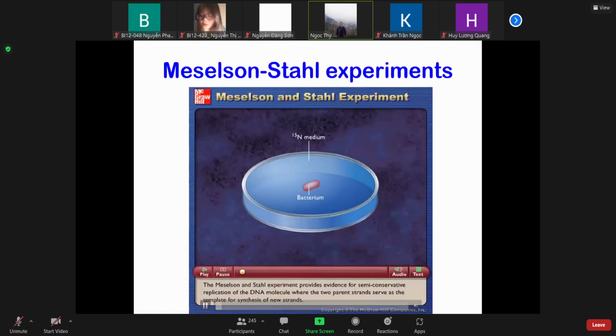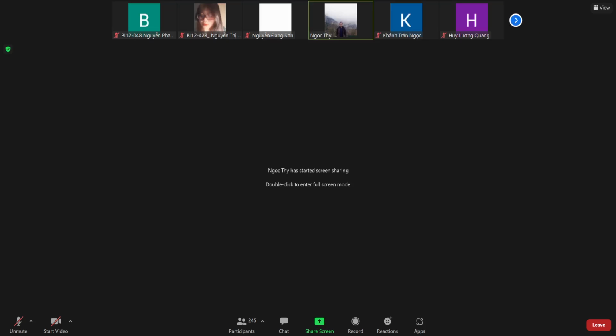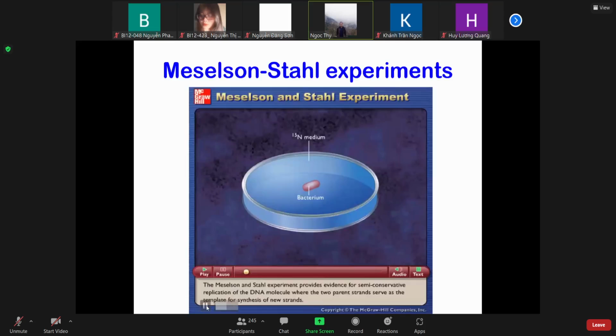The Meselson and Stahl experiment provides evidence for semi-conservative replication of the DNA molecule, where the two parent strands serve as the template for synthesis of new strands. In this experiment, bacterial cells were grown for several generations on a medium containing a heavy isotope of nitrogen, N15.